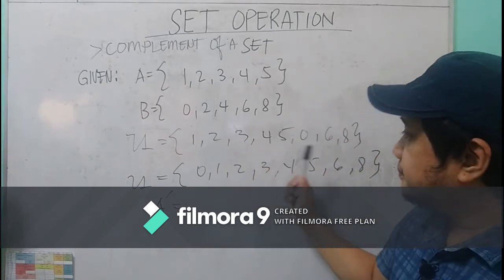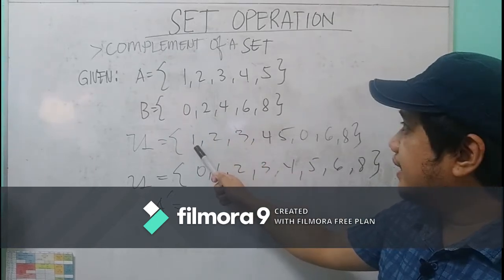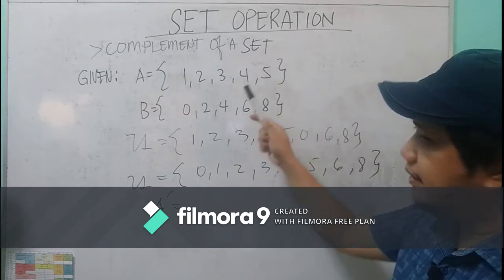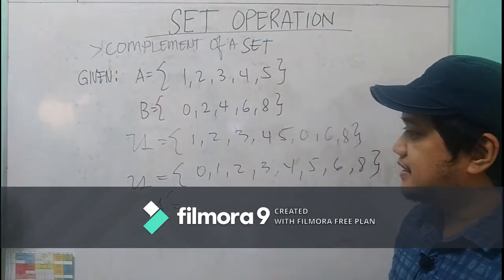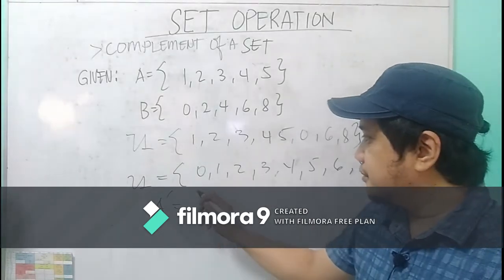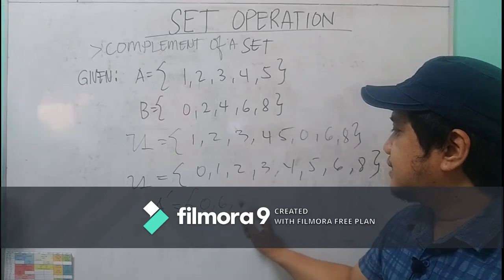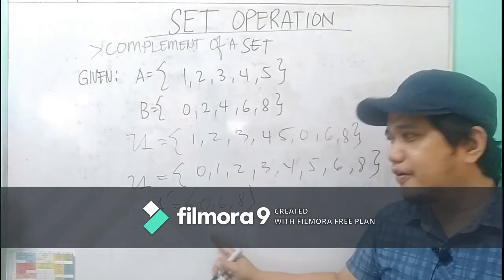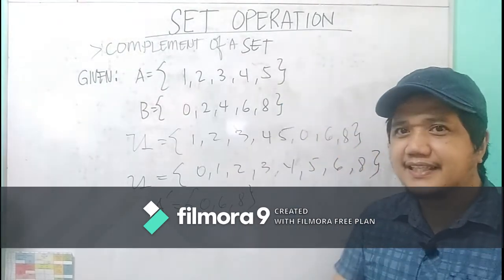Obviously, we have 1 in A, 2, 3, 4, and 5. So what are the elements of the universal set that are not in A? Those are 0, 6, and 8. So our complement of A, also referred to as A prime, is 0, 6, and 8.